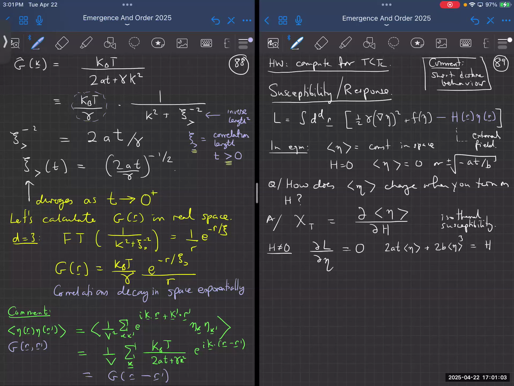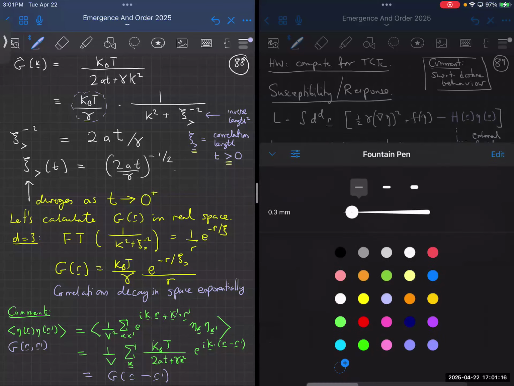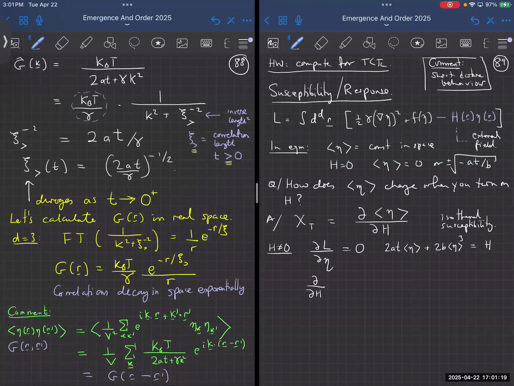So that's dL by d eta. Now I compute d by dH of that. I've said it poorly. This equation tells me the equilibrium value of eta, and now I want to work out how this equilibrium value of eta changes with H. So I first of all have two steps: one, differentiate and make the Landau free energy stationary, and then compute the derivative.